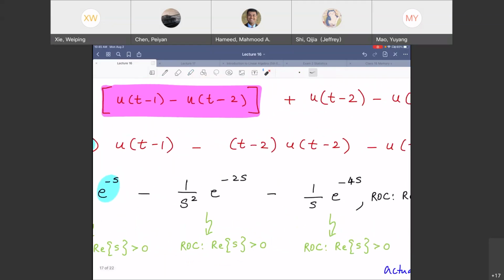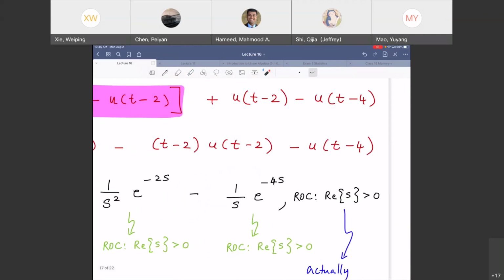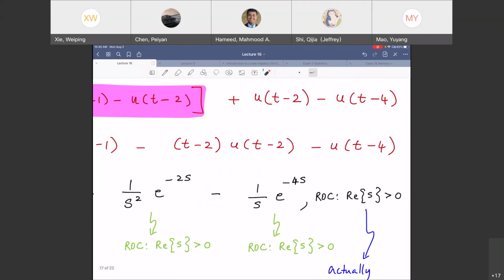Similarly, I do it for the next piece. I have t minus 2, u of t minus 2. Because I'm delaying by 2, I get e to the minus 2s in the Laplace domain. And because the function is t u of t, I get 1 over s squared. Again, region of convergence is real part of s greater than 0. Last one here, which is simply u of t minus 4. For u of t, it is 1 over s. For u of t minus 4, it will be 1 over s, but it will have an e to the minus 4s in the Laplace domain. Region of s, go ahead.